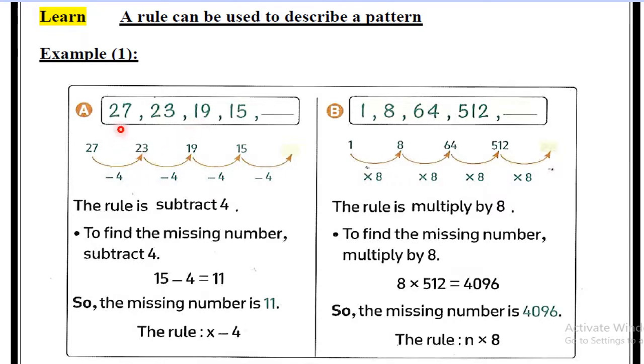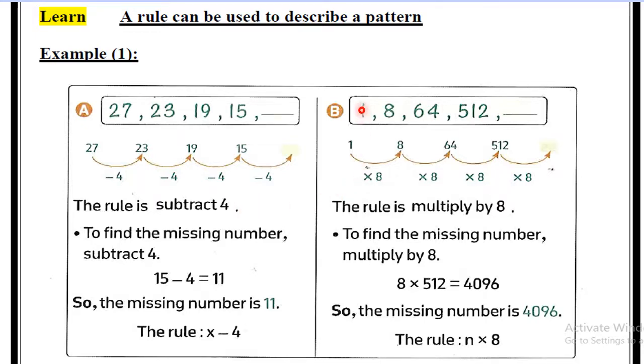Here let's check. I have 27, it will be 23. So we used minus 4, and then 23 minus 4, it will be 19. 19 minus 4, it will be 15. So the rule here is subtract 4. The rule is subtract 4 and so on.